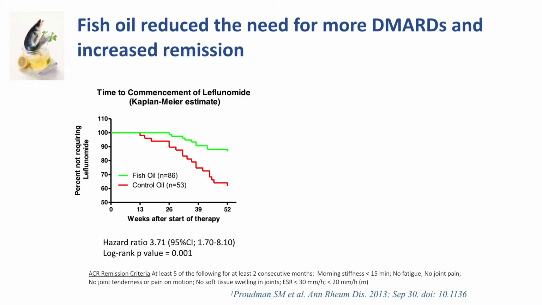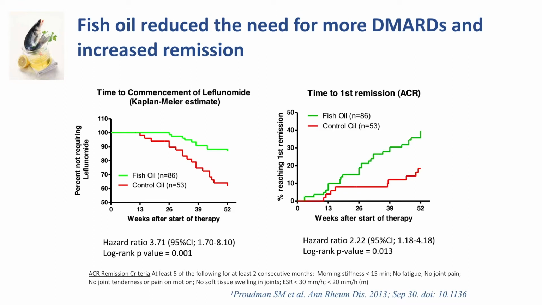And we used the fact that we moved on to leflunomide as, I guess, a way of saying the triple therapy, the 3 medications, was insufficient. It had failed. And you can see that those people who were taking the high-dose fish oil in green were less likely to need to add another medication. So we were able to say that people on fish oil did not need as many DMARDs as people who were not taking fish oil. And more than that, they were twice as likely to go into remission than the people who weren't taking fish oil. And that is our goal of therapy.